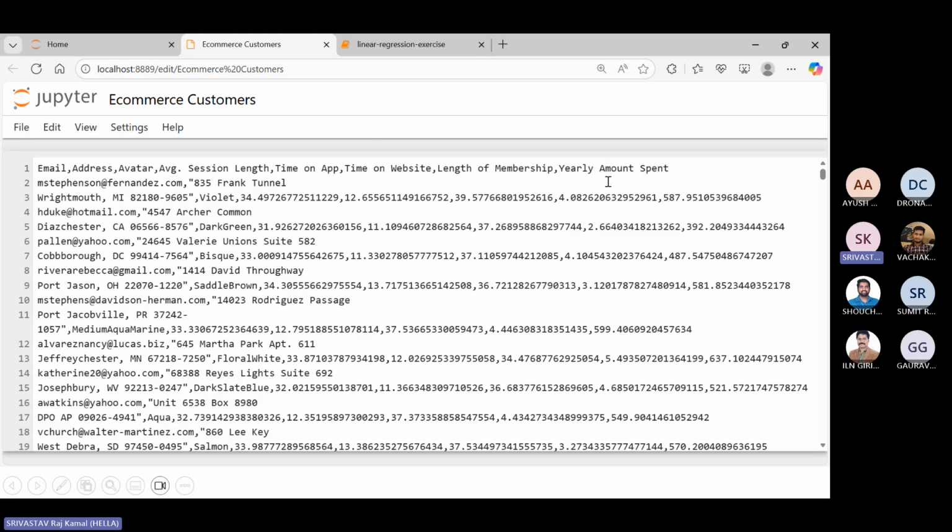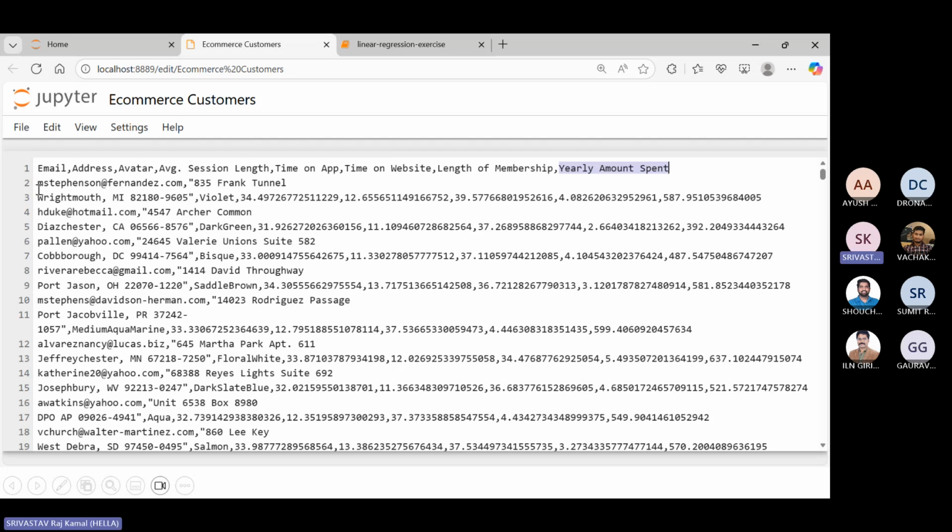First things first, this is a supervised algorithm. We have the data, and we have the label. This is a continuous problem, continuous data, the yearly amount spent. Therefore, we can think of applying linear regression. And this is how our data looks like.